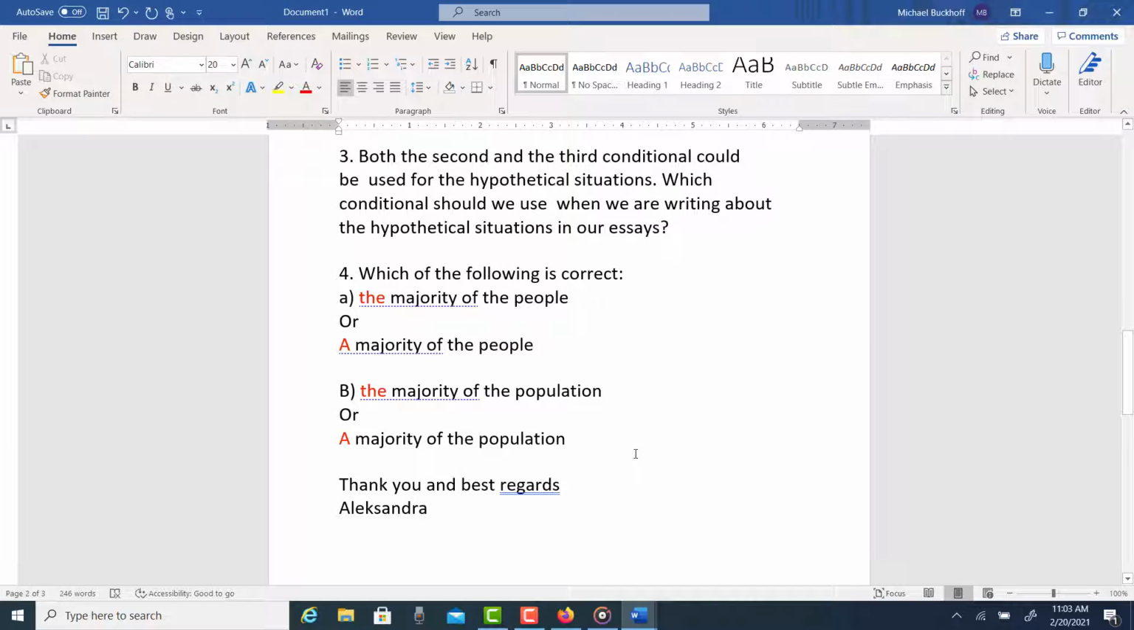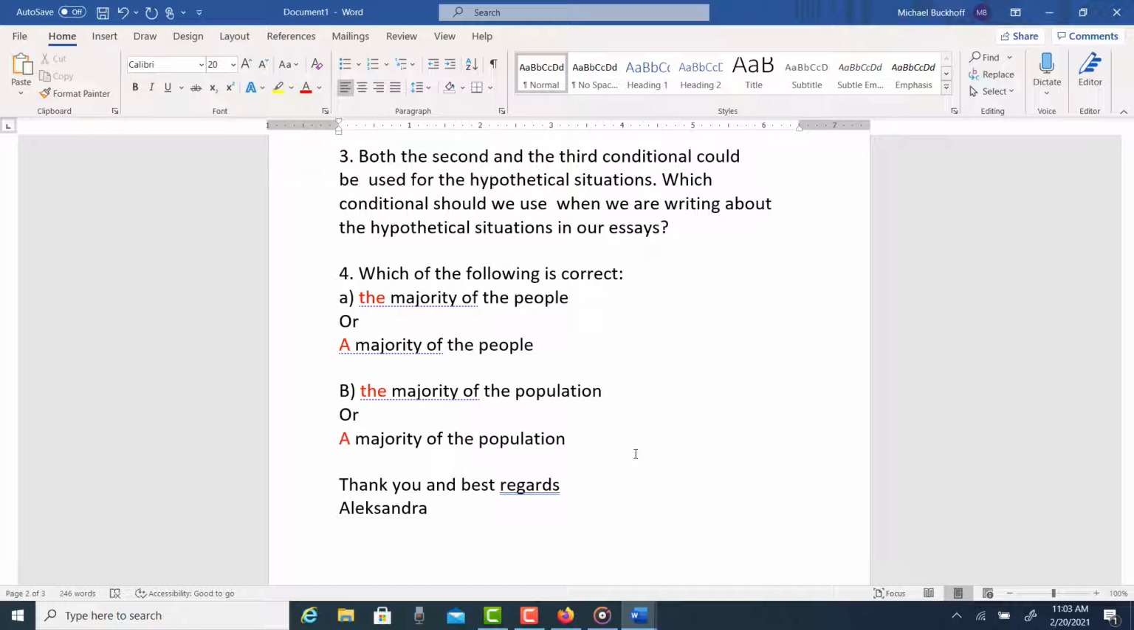All right, let's go to your last question here. This is a tough one. Your problem is you're not using articles really anywhere. You're not using them very much at all. So which of the following is correct? The majority of the people or a majority of the people? It just depends. If you're using the, it means that this information is already established and is now old information. So you're saying the majority because it refers back to something that's already mentioned. If you say a majority of the people, you're introducing this idea for the first time.